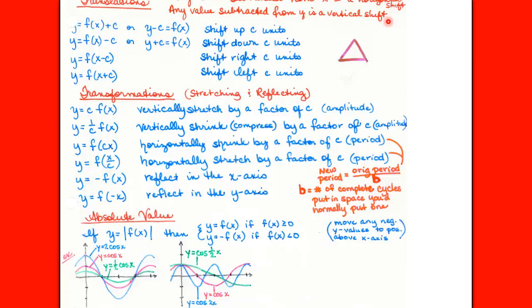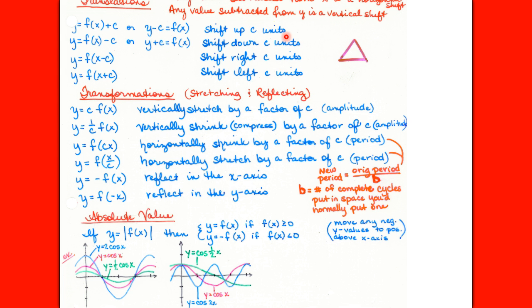So here's how the book summarizes that. They actually give us several different equations. So the first one says if you have y is equal to f of x plus c, that's going to be a shift up c units.